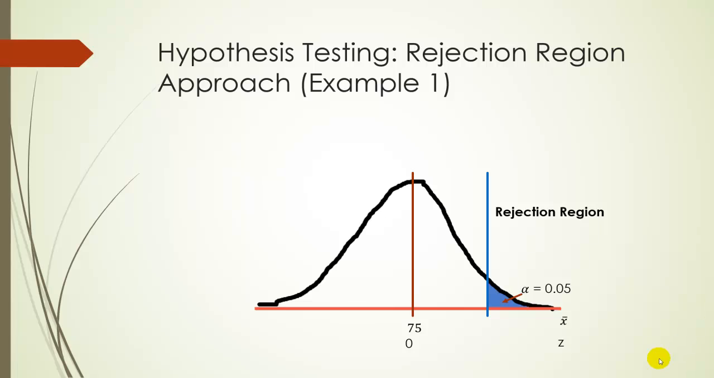We need to look at Z's. So our first step is going to really be, let's find the Z value. Let's find this critical value here to set up our rejection region properly. So let's do that.